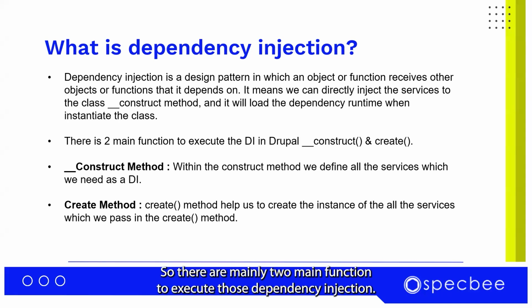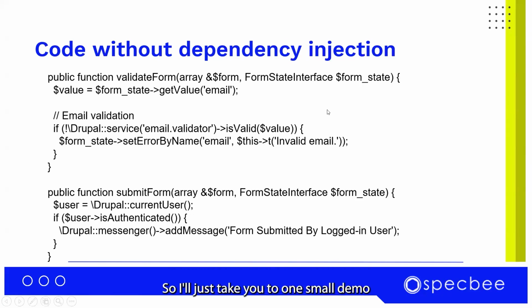There are mainly two functions to execute dependency injection: one is construct and the other is the create function. Within the construct method, we define all the services which we need as dependencies. And the create method helps us create an instance of all the services. I'll take you to one small demo that I've created.